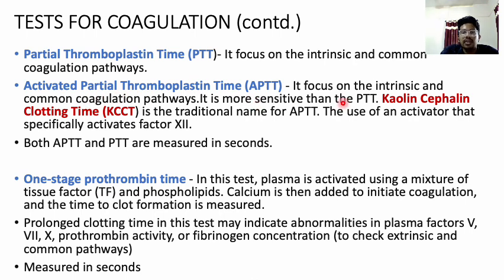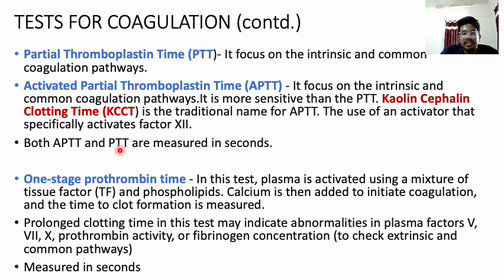It is more sensitive than the partial thromboplastin time, PTT. The only difference is that here we use an extra activator. You see here the name is kaolin cephalin clotting time, which is the traditional name for the APTT. When the APTT was initially found, it was called the kaolin cephalin because it is used as an activator. It is a negatively charged substance, and this causes the activation of factor 12. So we know that in the intrinsic pathway, factor 12 is involved, right? So to activate it, the kaolin or cephalin is used. So this is the APTT.